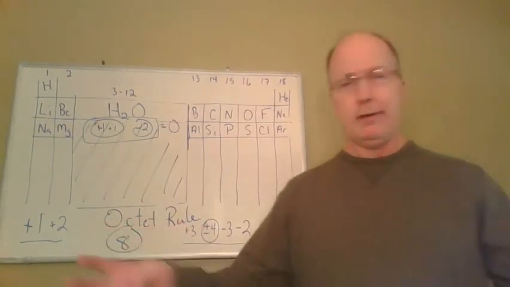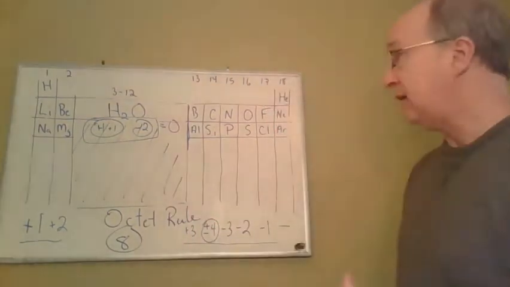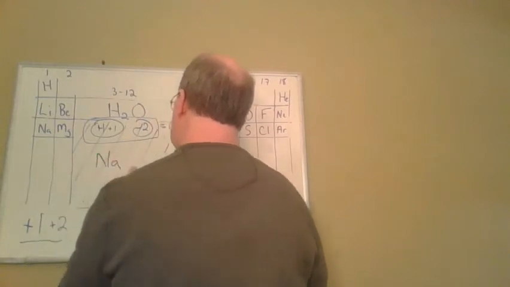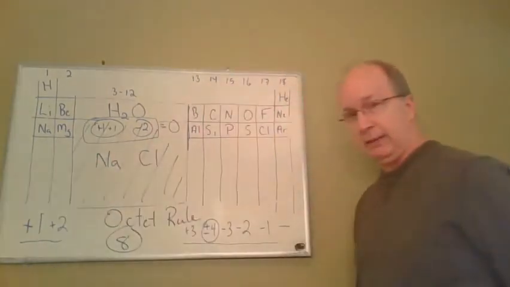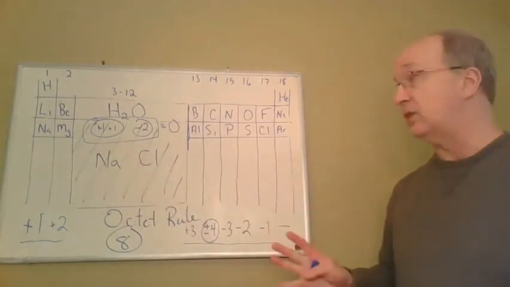Now, is that only true for water? No, it's really true for all kinds of things that bond together. I'll give you an example, all right? Na, sodium, and chlorine. Let's look at their oxidation numbers.